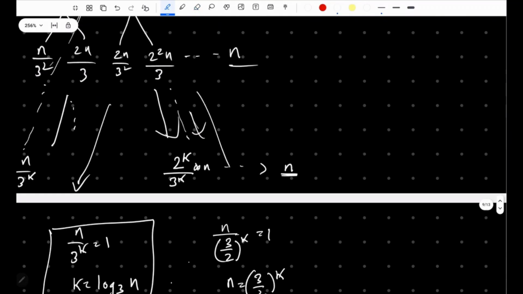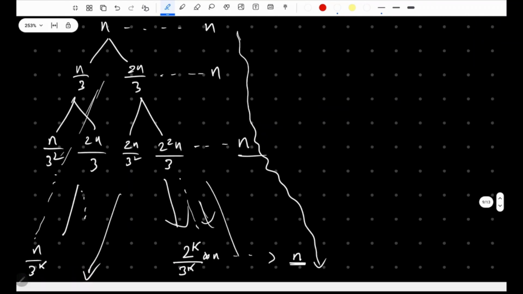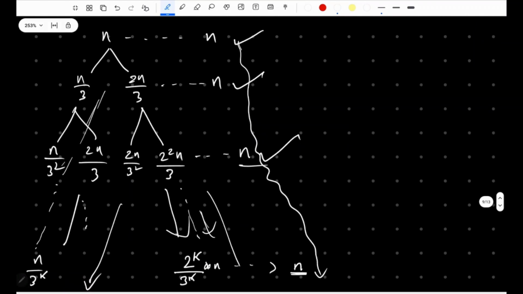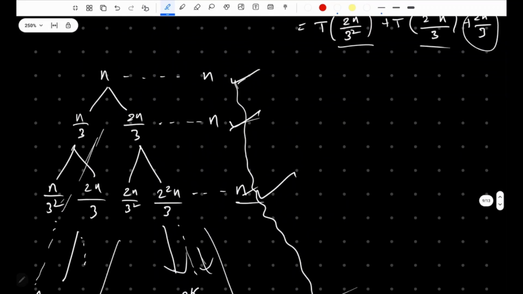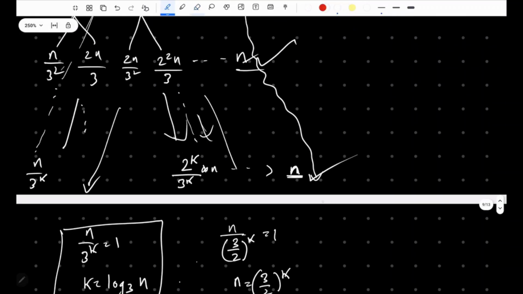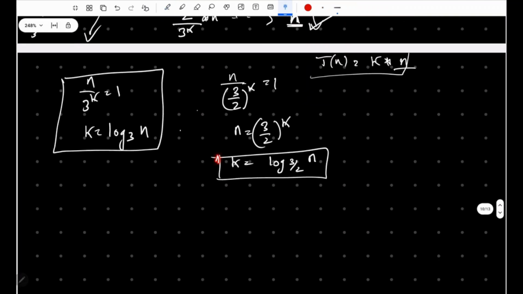Now to find the time complexity, we will add only the cost. Here you can see at this level the cost is this, at this level the cost is this, at this level the cost is this, and at the kth level the cost is this. If I add this, what will I get? k times n. Why? Because this is 1, this is 2, 3, and this is k. So T of n will be k into n. This is what we have got. K times n. You have seen I have got two k's. K is log base 3 n and k is log base 3 by 2 of n.